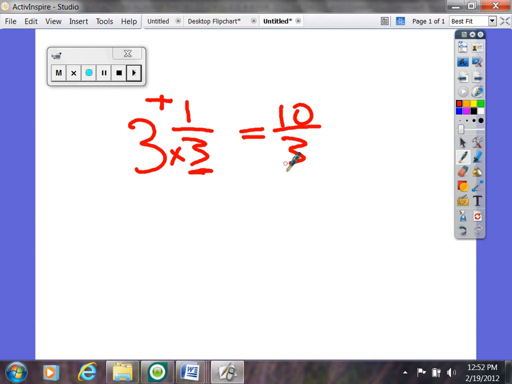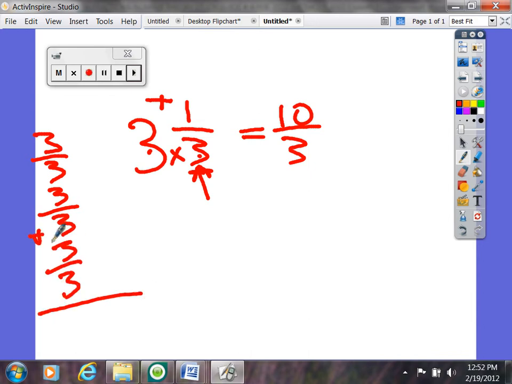Now, how did that work and why did it work? Well, first of all, when I multiply this 3 times this whole number 3, I'm trying to find out how many thirds there are in 3 wholes. Well, I know there's 3 thirds in one whole. There's 3 more thirds in another whole. There's 3 more thirds in another whole. So I've got a total of 9 thirds.